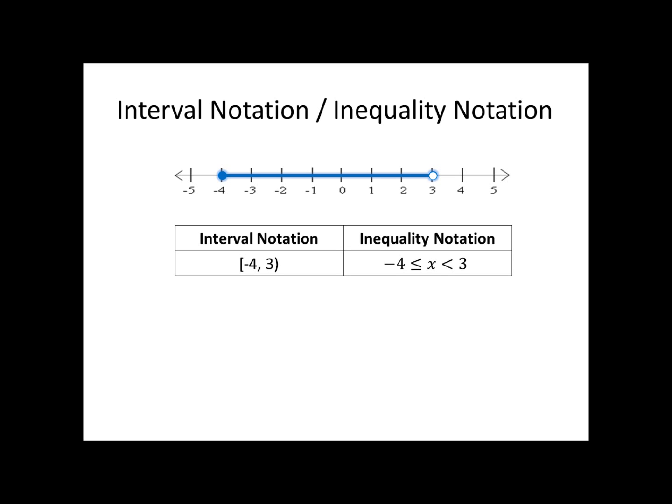Looking over at inequality notation, we have -4 is less than or equal to x is less than 3. So again, it's all the numbers from -4 to 3, but -4 is included. Positive 3 is not included.